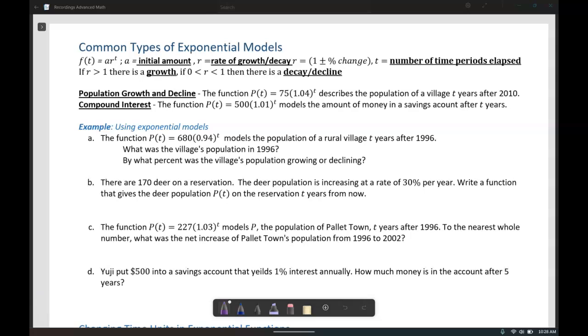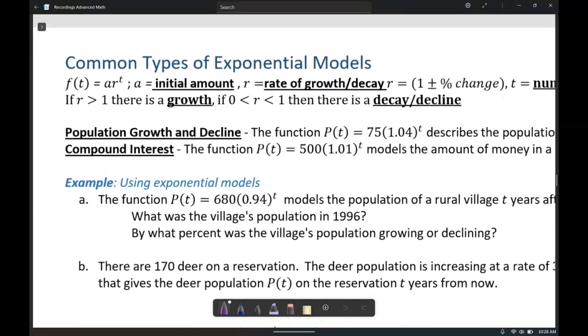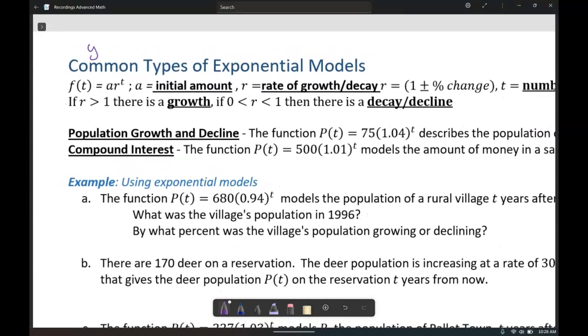Let's take a closer look now at some common types of exponential models. When we first explored exponential growth, we were looking at the equation y equals ab to the power of x. Well, in this case, we have a slightly different function notation, but all the key features are still there. A is our initial amount still. There's no change in that.